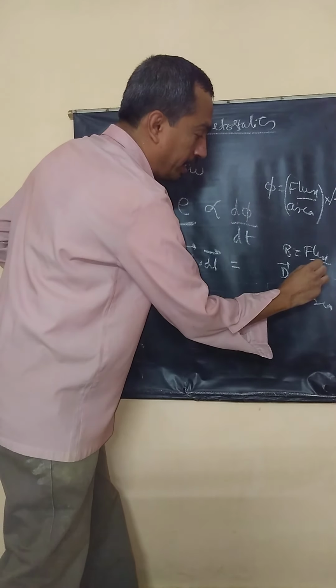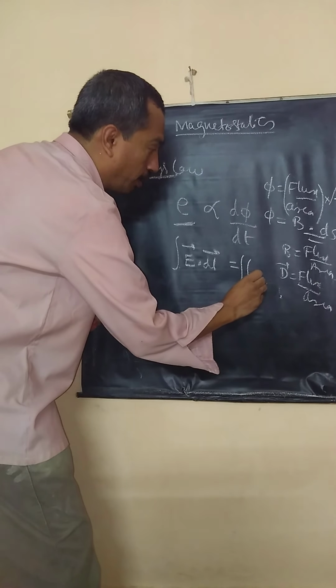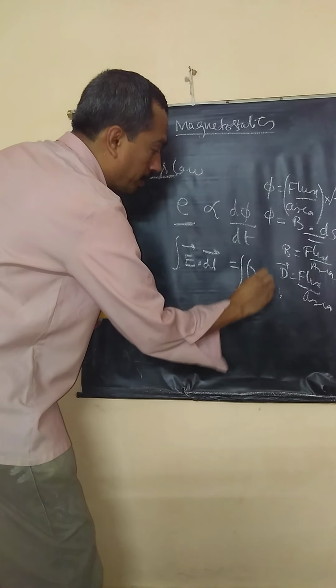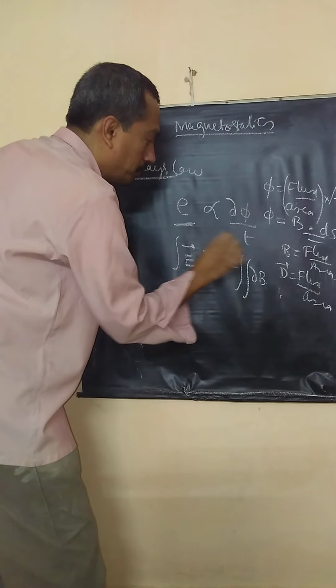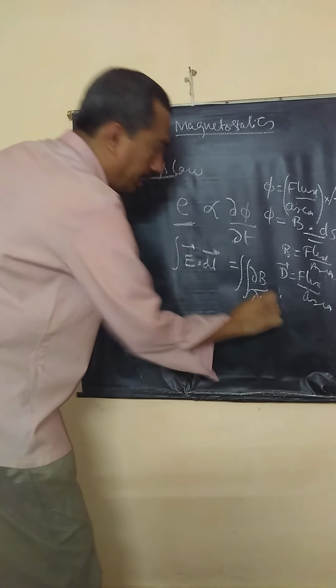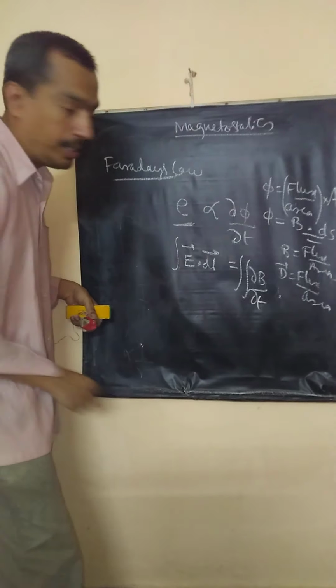So now I write it here. Therefore, it is the double integral of the partial derivative ∂B/∂t dot ds. Do you see this? This is Faraday's law. Left hand side, EMF induced; right hand side, rate of change of total flux. B dot ds is total flux. Do you understand?